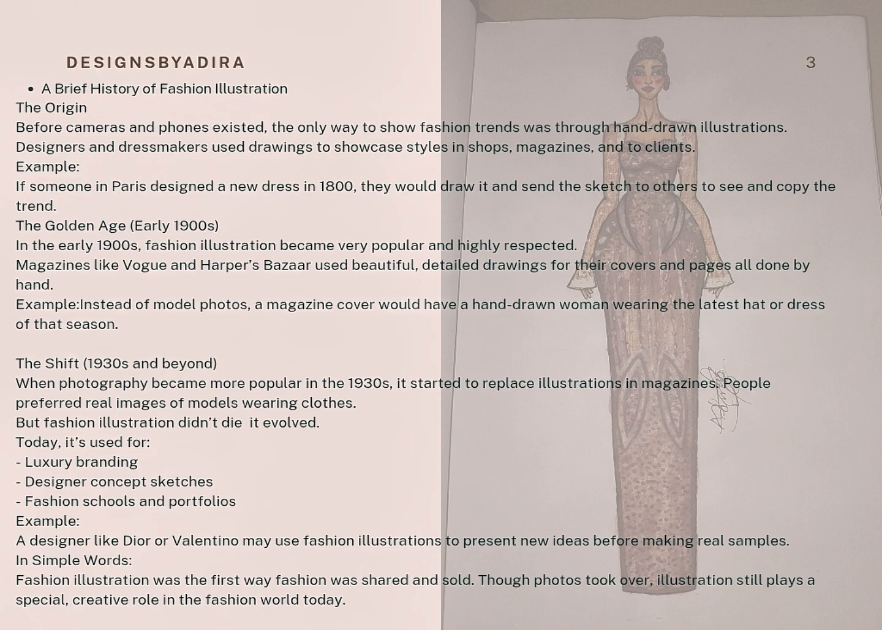In the golden age, which is the early 1900s, fashion illustration became very popular and highly respected. Magazines like Vogue and Harper's Bazaar used beautiful detailed drawings for their covers and pages, all done by hand. For example, instead of model photos, a magazine's cover would have a hand-drawn woman wearing the latest hat or dress for that season. The shift started in 1930.